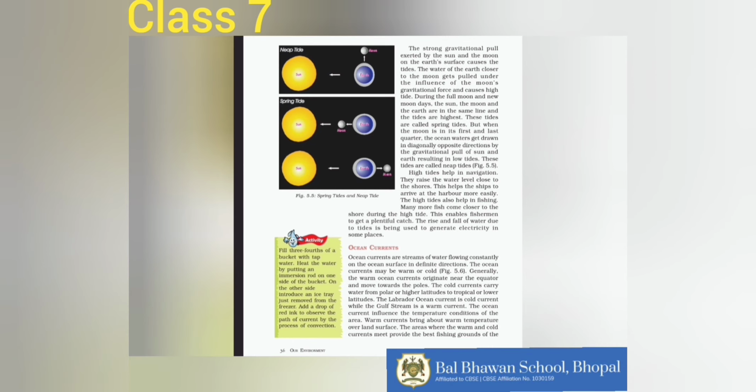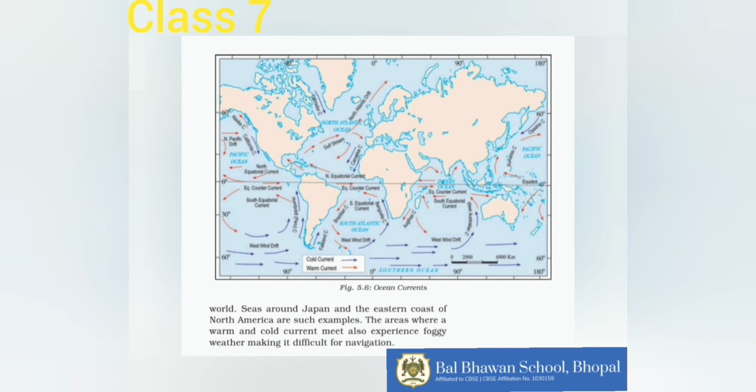Ocean currents develop due to the variation in the temperature of ocean water, variation in the density of ocean water, and direction of the prevailing winds. On the basis of temperature, ocean currents can be classified into two types, warm currents and cold currents.